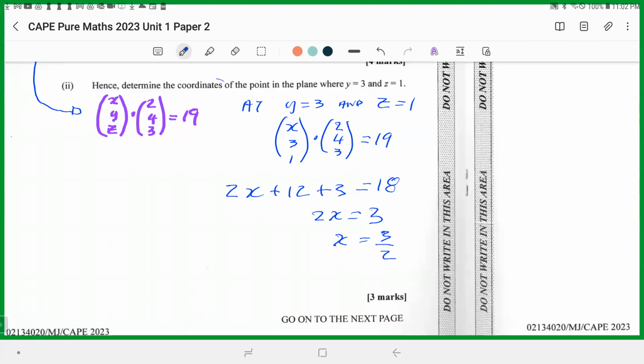The question is to find the coordinates of the point. So the point then, coordinates written like this. This is the x value, 3 over 2. And they gave us this as our y value, 3. And this as our z value, 1. That's the answer. That is the point.